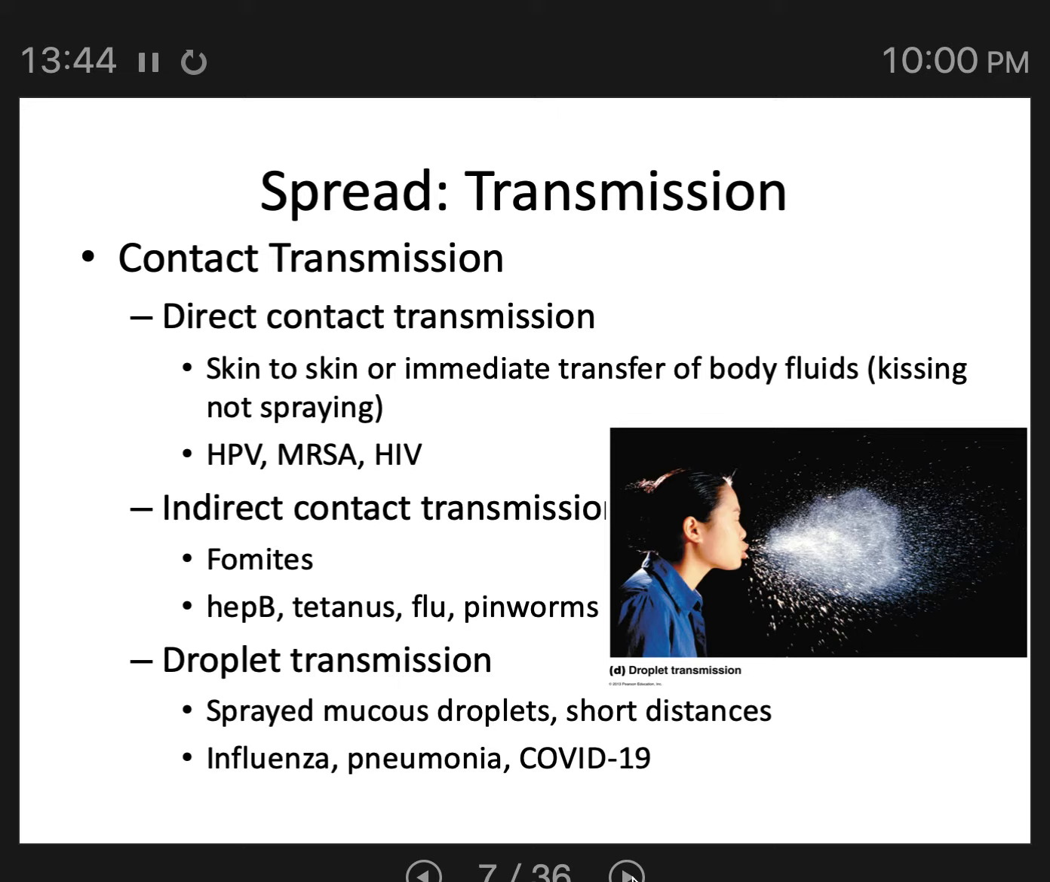Droplet transmission and airborne transmission are very similar, but we classify droplet transmission as a style of contact transmission because you have to be really close to the infected person in order to pick up the disease. This requires larger mucus droplets, which can't travel too far, usually less than a meter from the person sneezing or coughing or speaking. Some examples of diseases that are spread through droplet transmission are influenza, pneumonia, and also the novel coronavirus.